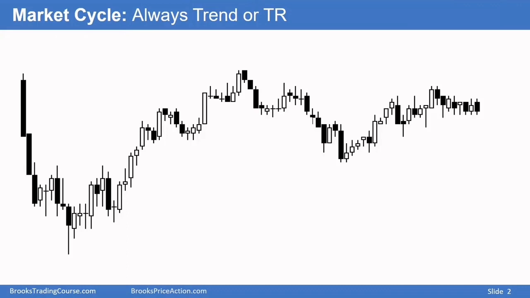Now look at this chart. Bear trend, bull trend, bear trend, bull trend. Bull trend has higher lows and higher highs. Same chart, bear trend has lower highs and lower lows. And same with over here.